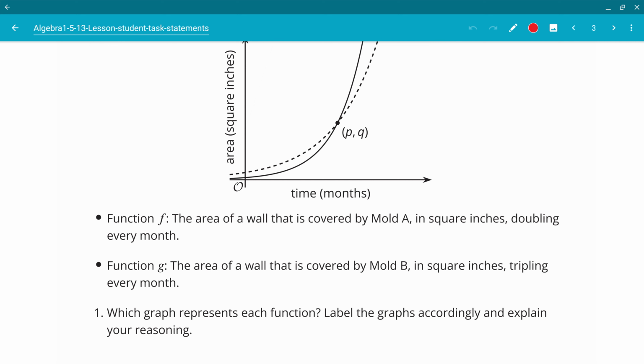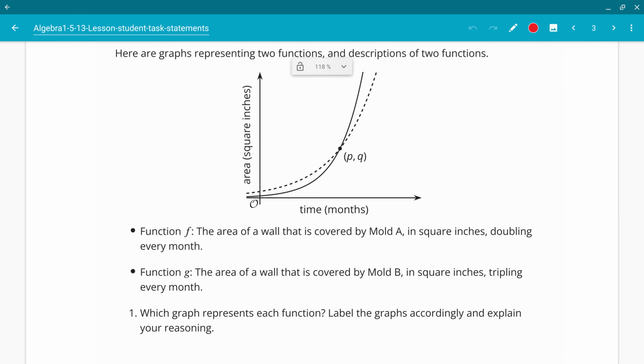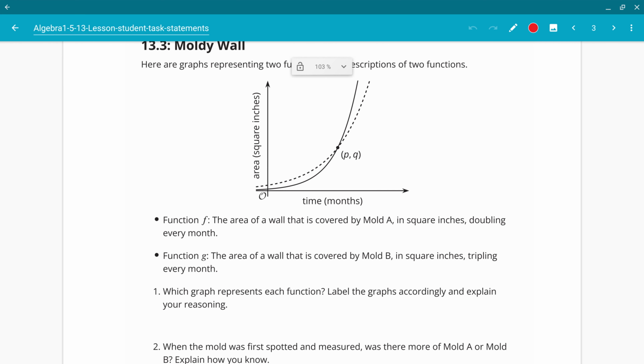Which graph represents each function? Label the graphs accordingly and explain your reasoning. Okay, so the graph that is tripling, that should be the graph that's rising faster. So I would say this graph right here, the solid line graph, is the one that is function g. And so this will be g of x. And then that would leave the other one, the one that's rising more slowly, that would be function f of x.